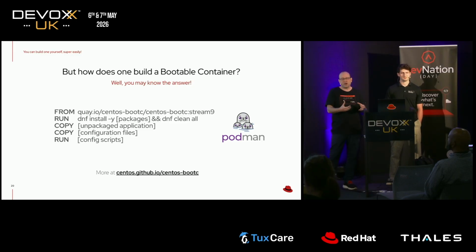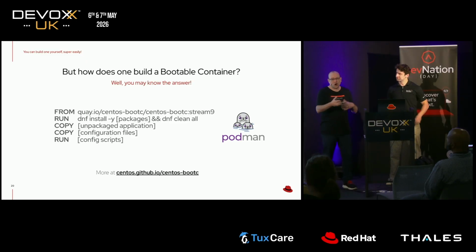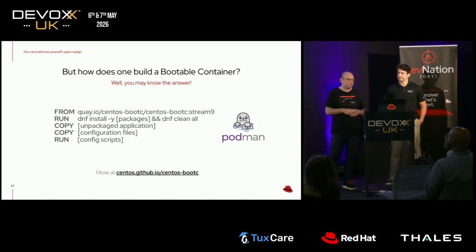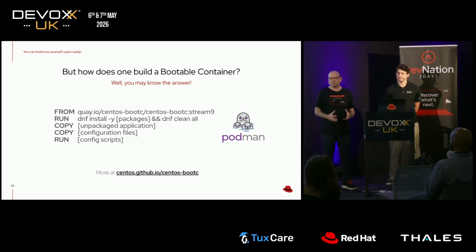Can you also customize that image and create your own customized image? Yes. Then you do your RUN dnf install, where you can install your packages, your Python version or your JDK version, whatever you need inside. Then you COPY your unpacked application files, then you copy all your configuration files, and you run all your automation scripts. Then you put that in a Containerfile or Dockerfile, you run your build, and you push your image to the registry.